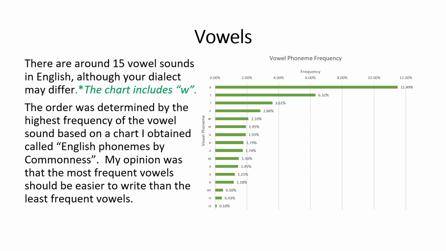And now the vowels. In English, there are about 15 vowel sounds, depending on your dialect. The chart on the right comes from a website, and it's titled English Phonemes by Commonness. I use this to help me determine some of the order of precedence. The more frequent the vowel appears, the easier it should be to write.